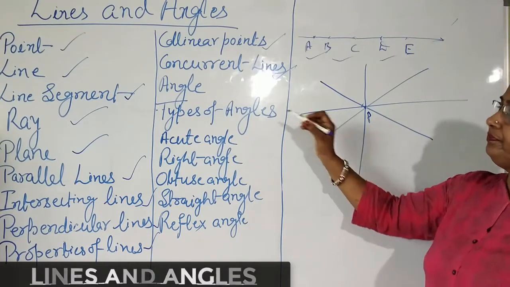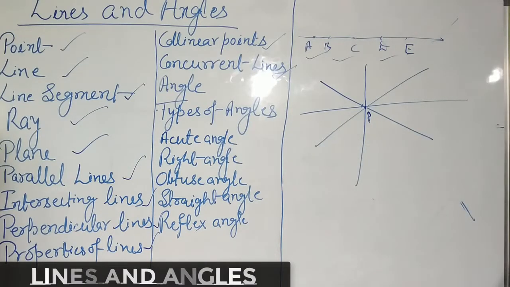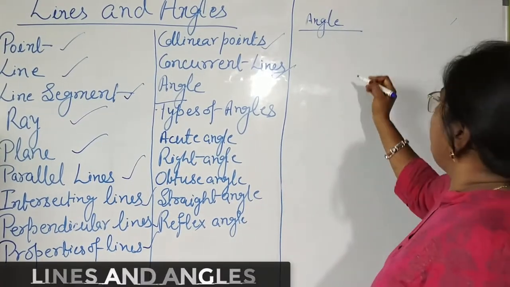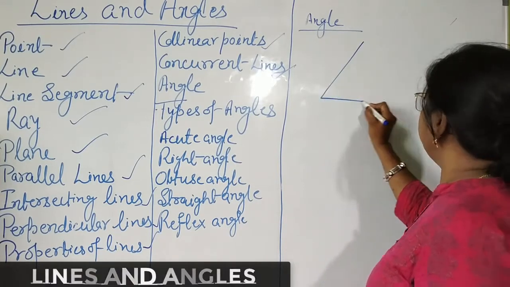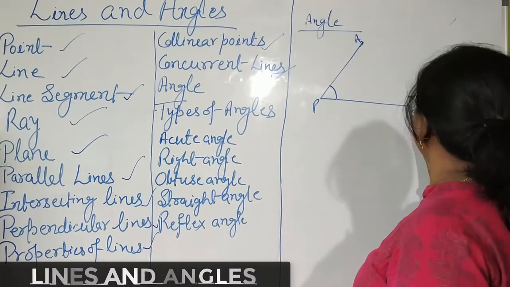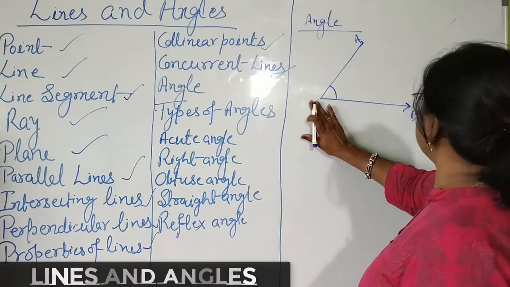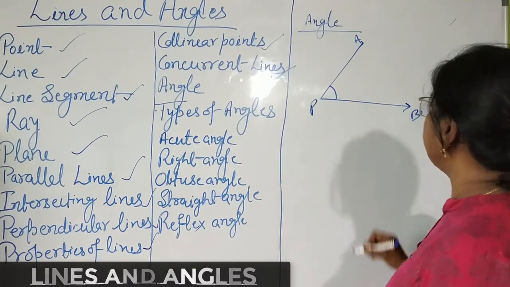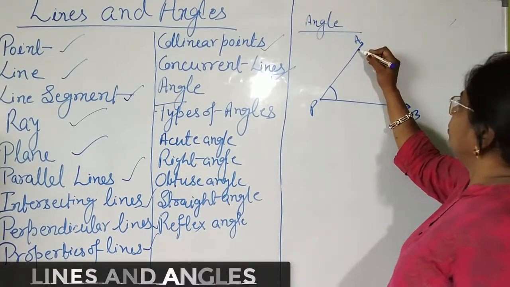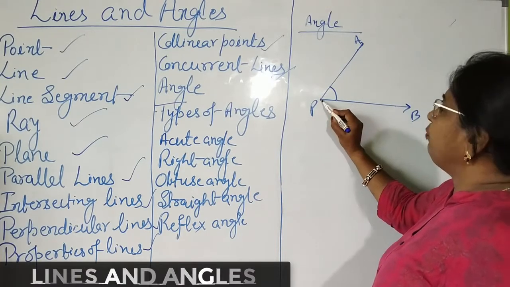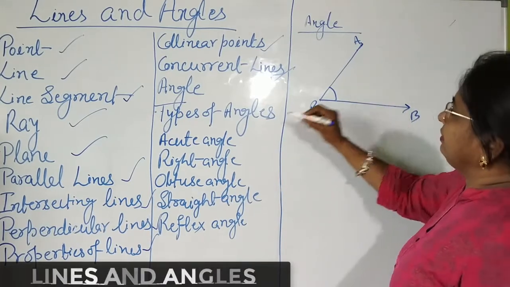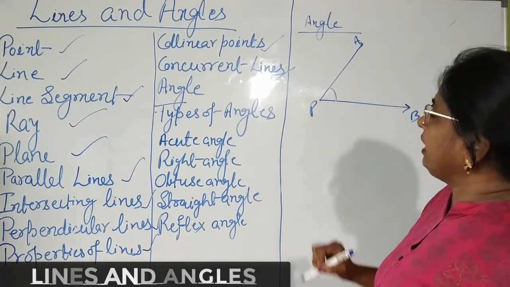Concurrent lines is done. And next is angle. If two line segments have one point common, suppose the point P is common in both lines, and any point is common in two lines, then it is called an angle.